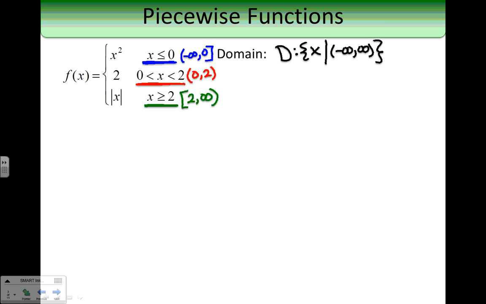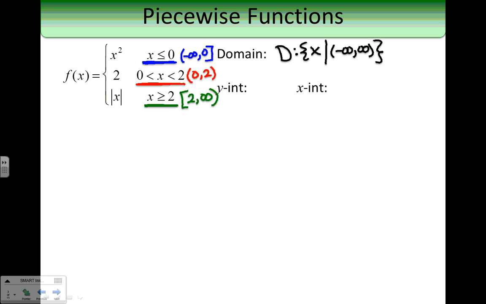For a piecewise function, when you're trying to figure out the domain, you just want to piece together the different pieces, and when you put it all together, what does the entire domain span? In this case, it would be from negative infinity to infinity. Okay, the next thing we want to look at are the intercepts. How do you find x and y intercepts for a piecewise function?